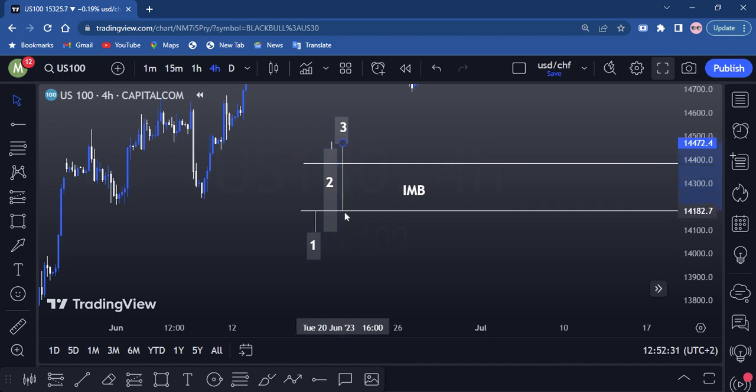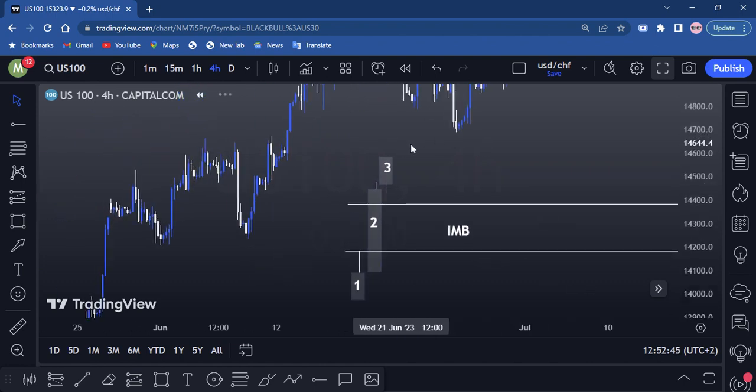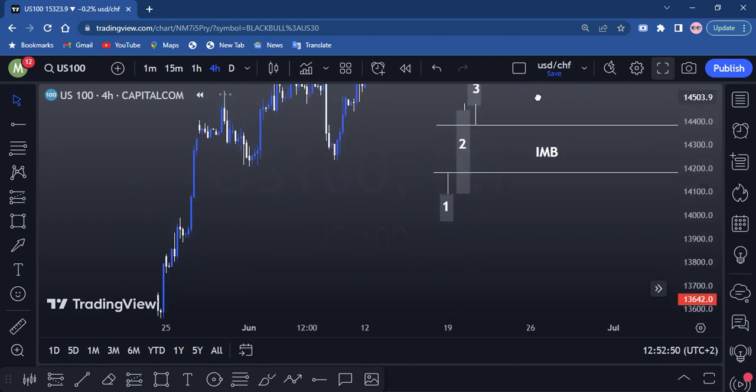But if the market did something like this, let's say these wicks overlapped, then there's no imbalance here. The only time you can have imbalance is if the market did not overlap, right? So you understand that. If you don't, please go back to the video and understand what I'm saying, right?